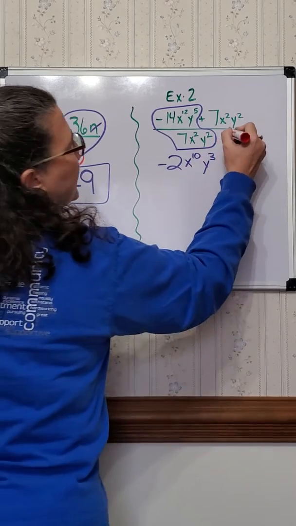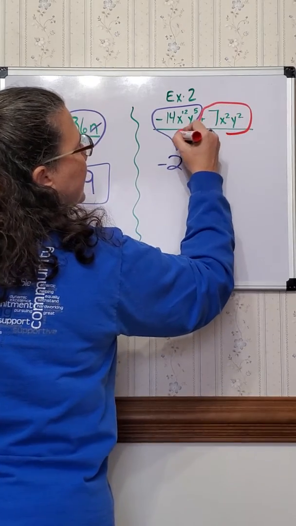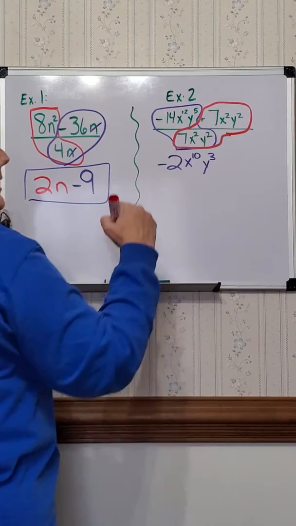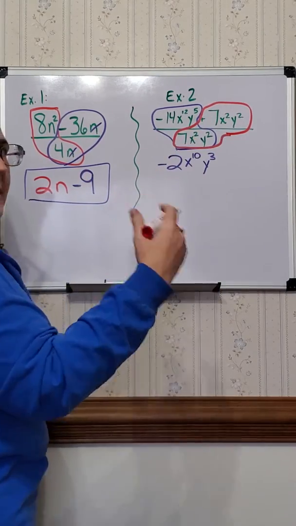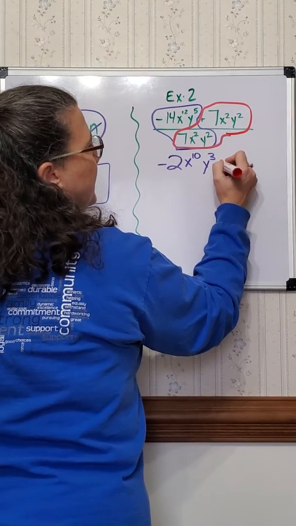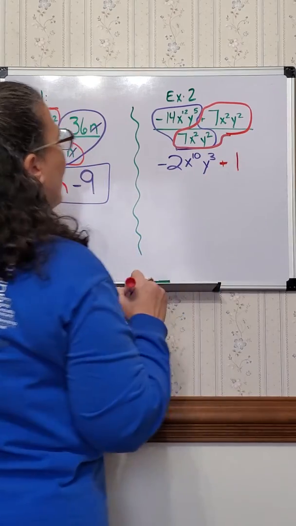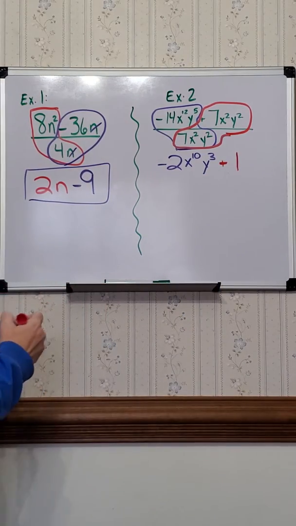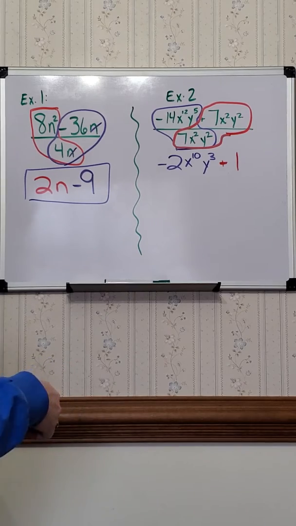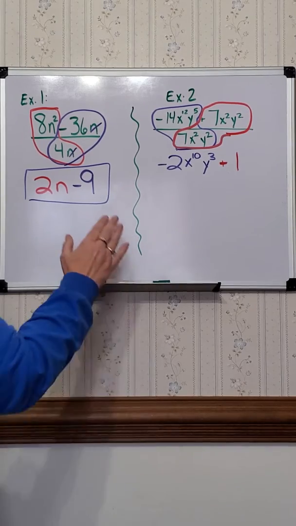Now I'm going to look at the second piece. If you notice, these are exactly the same. And anytime we divide a number by itself, we're going to get 1. So this is going to be plus 1. And that is our answer for that one. So let's go ahead and look at a couple more problems.